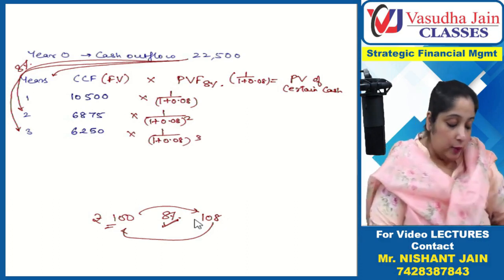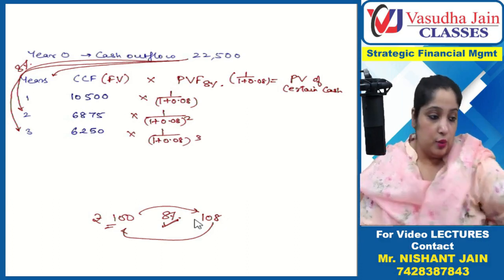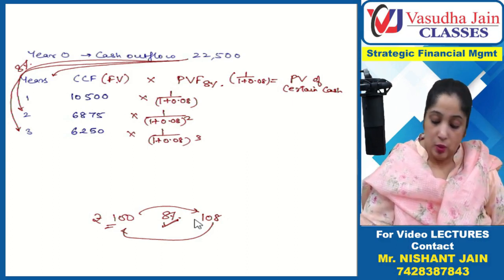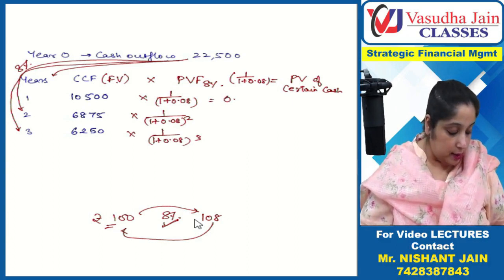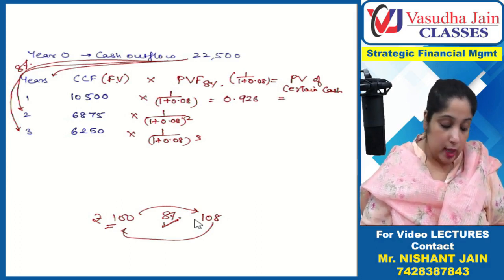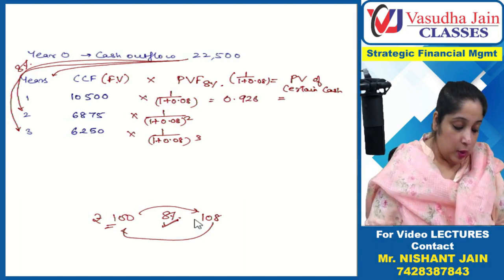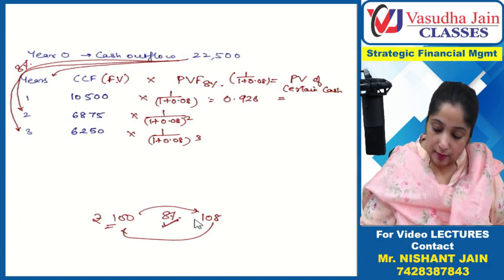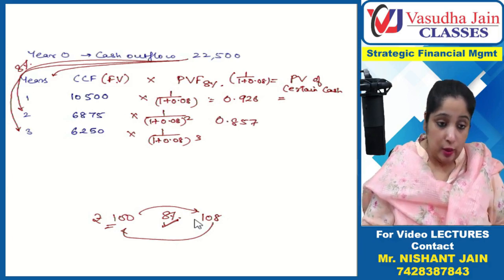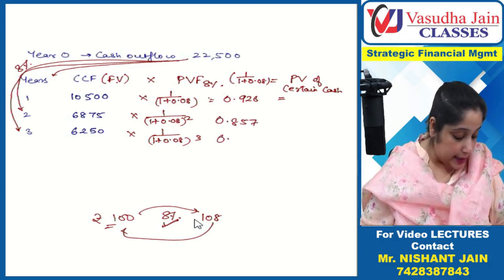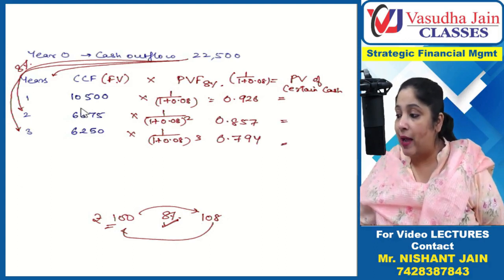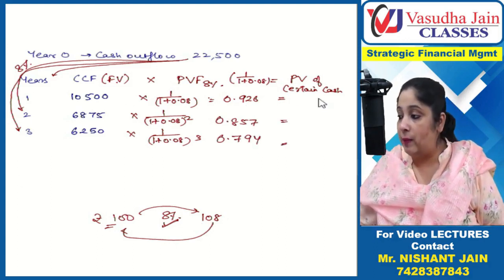So on the calculator, what are we going to do? We are going to do 1 divided by 1.08 equal to, and this comes out to be 0.926. Then equal to again, this comes out to be 0.857. Then again equal to, we press 0.794. So if we multiply the future values with the present value factor, we get the present value of these figures.